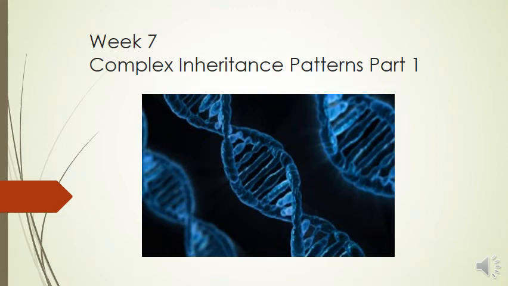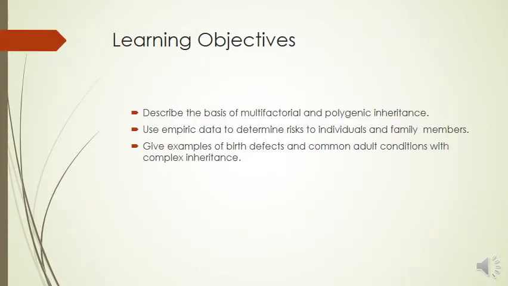This is week 7, Complex Inheritance Patterns, part 1. The learning objectives for this week are to describe the basis of multifactorial and polygenic inheritance, to use empiric data to determine risks to individuals and family members, and to give examples of birth defects and common adult conditions with complex inheritance.